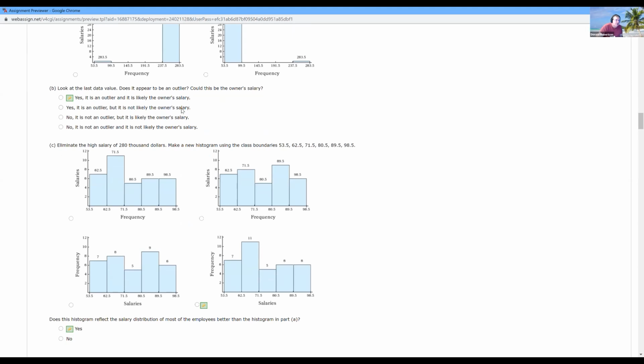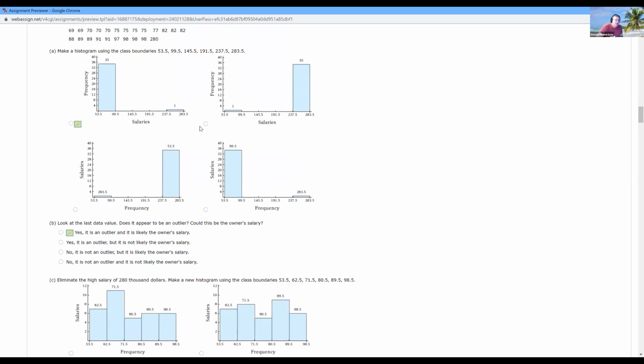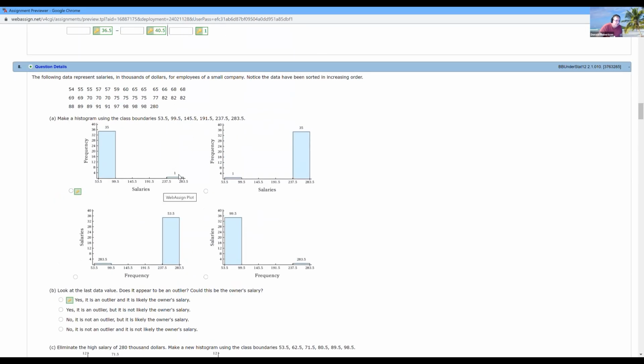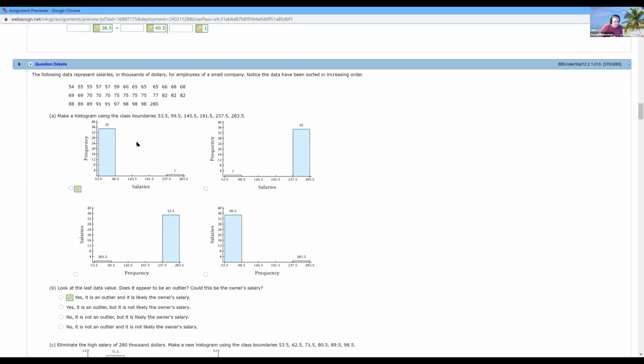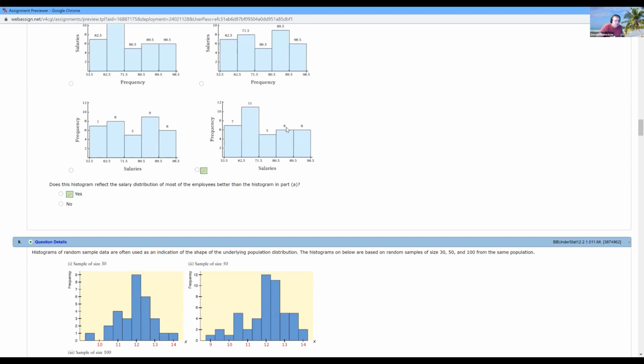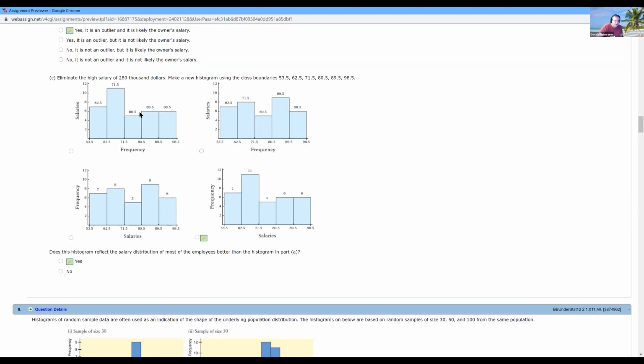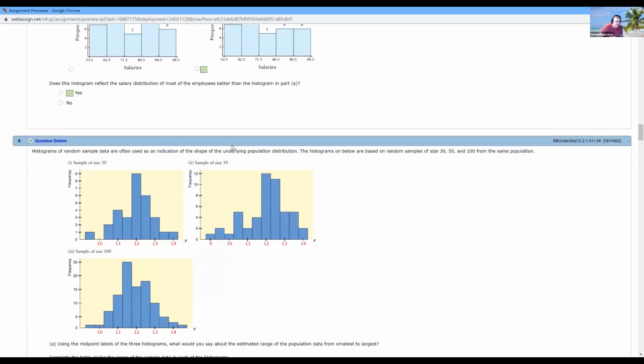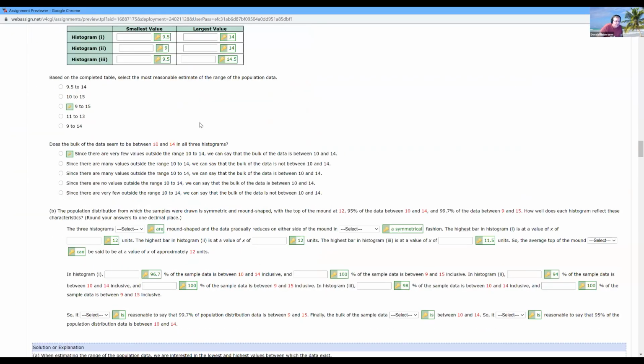And then it says, look at the last one. Does it appear to be an outlier? Right. Would you agree this poor little guy's an outlier? Look at all that nothingness. I mean, just look at the data, right? It finishes at 98 and then you don't see nothing until 280. I mean, that would be an outlier just looking at the data. So that's why that's a yes. And then they give you choices and that's going to be the right answer. That one there, I'm zooming by totally.